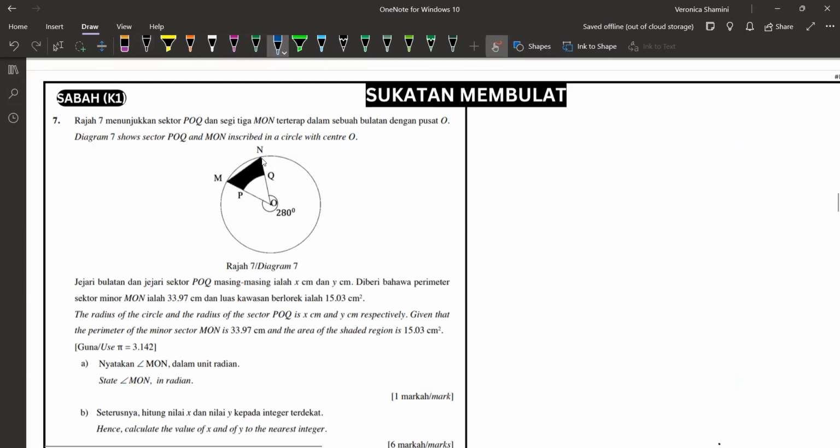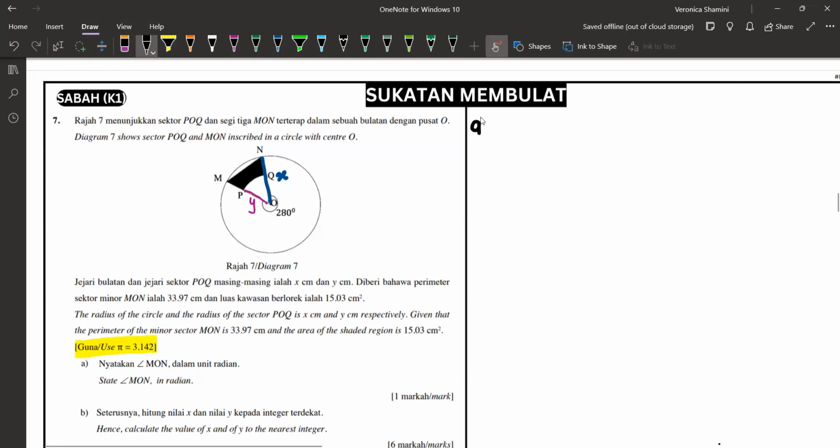Okay, so here kita identify dulu jejari yang X adalah yang ni for the bulatan. Jejari for the POQ is this one, Y. Okay. Diberi bahawa perimeter for the sector minor MON adalah 33.97 and the luas kawasan berlorek, the luas looks a bit different, the shape, adalah 15.03. Okay, first question. Oh, by the way, soalan suruh kita guna pi 3.142.